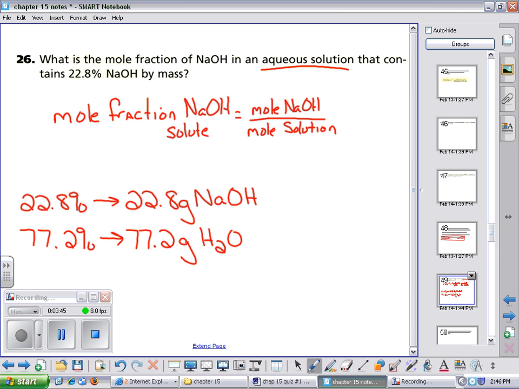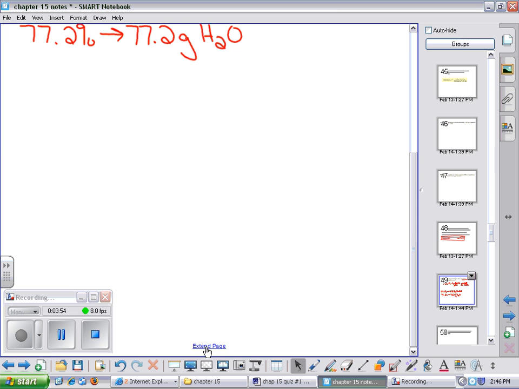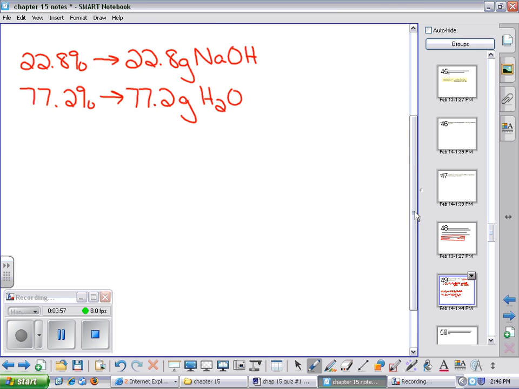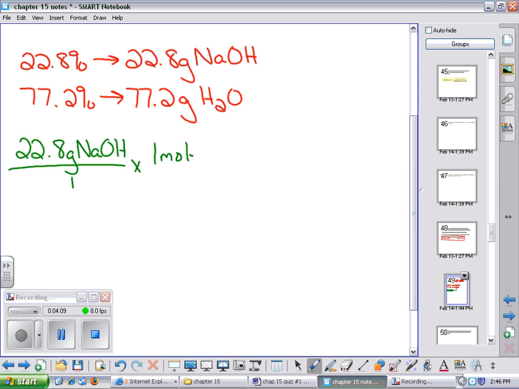According to our equation, we need to take moles of sodium hydroxide. I have grams, so we have to do some converting. So we'll take our 22.8 grams of sodium hydroxide times 1 mole over the gram formula mass. Here's where your periodic tables come in. You have to add up your gram formula mass for sodium hydroxide. Sodium is 23, oxygen 16, and hydrogen's 1, so that adds up to 40.0 grams of sodium hydroxide.